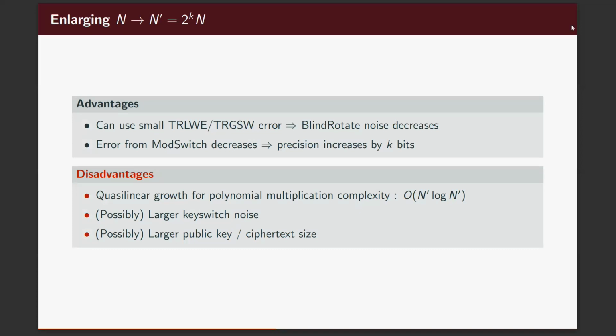So enlarging the ring dimension has its pros and cons. Some advantages: we will be able to use a small standard deviation for the ring of the ciphertext, and like I said, we can reduce the error from the modulus switch. A severe disadvantage will be the quasi-linear growth of the polynomial multiplication. And since the TFHE bootstrapping consists of tons of polynomial multiplications, it brings a severe slowdown for the TFHE bootstrapping.